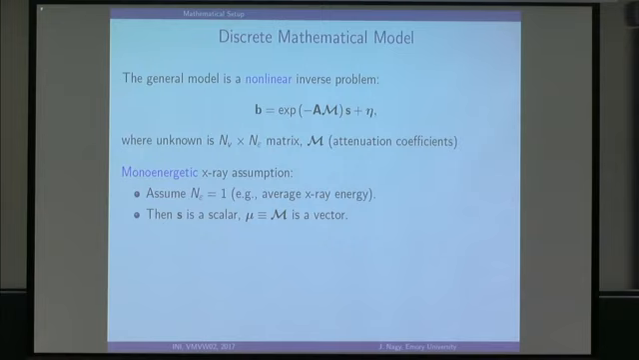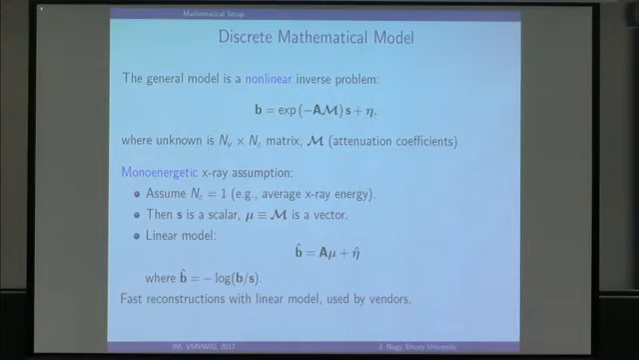In that case, I can divide out this scalar here and take a log of both sides. And this is typically what's done for most situations. It's the kind of model that vendors would provide with the software in their machine to do the reconstruction. And they would do something like filtered back projection or a maximum likelihood method or something like that. Okay, so that's the typical assumption.